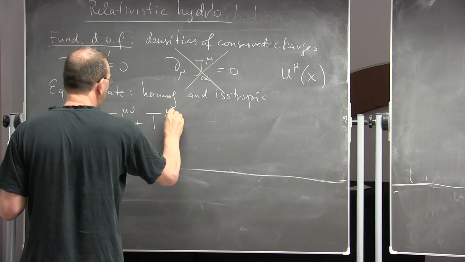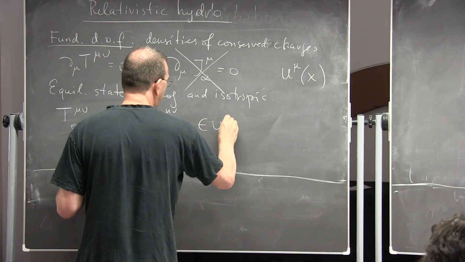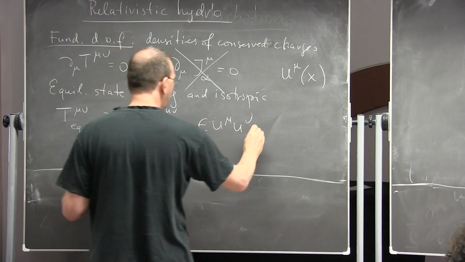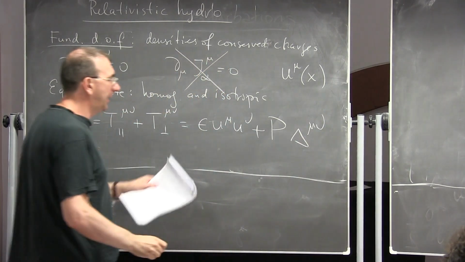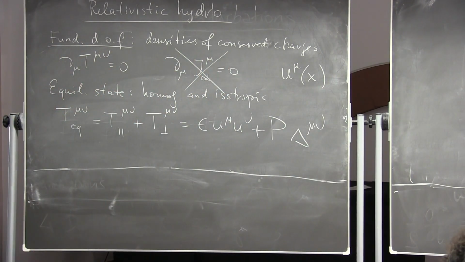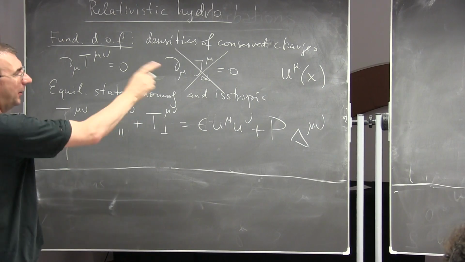One is parallel and one is perpendicular. And the expression had the following form. So here it's P and the projector delta mu, which I wrote last time. I won't rewrite it again. So this is the equilibrium situation. And now we want to include also gradients of u mu, right?